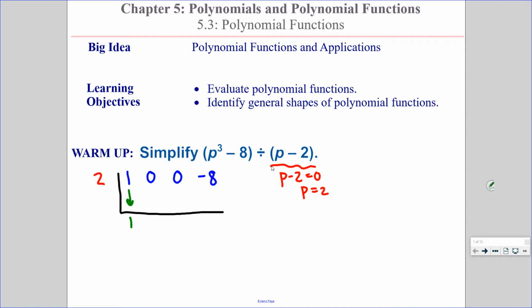All right, here we go. 2 times 1 is 2. Add straight down, 2. 2 times 2 is 4. Add straight down, you get 4. 2 times 4 is 8. I get a remainder of 0, which means x minus 2 divides perfectly into p cubed minus 8. So my final quotient would be p to what power? Second, good. Plus 2p plus 4, no remainder.